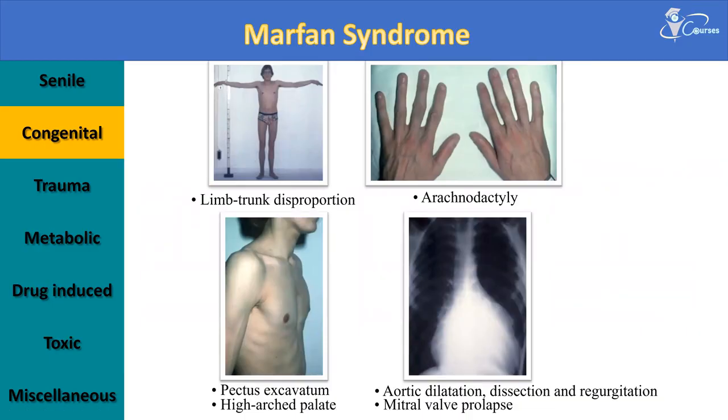Some important collagen diseases associated with ectopia lentis include Marfan syndrome. Patients with Marfan syndrome will have specific general features, like limb trunk disproportion. They will have what's called a long arm span. They will also have arachnodactyly, long fingers resembling spider fingers. They will have chest deformities in the form of pectus excavatum and a high arched palate. They will have cardiac anomalies such as aortic dilatation, dissection, regurgitation, and mitral valve prolapse.